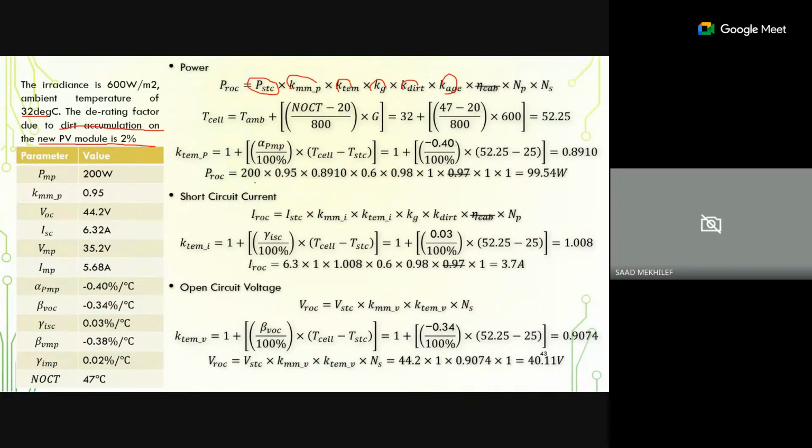For this example, we assume S and P is 1. So for example, if we have a PV panel of 200 watts at STC, the power that we actually get is only around 100 watts, half of what we expect.